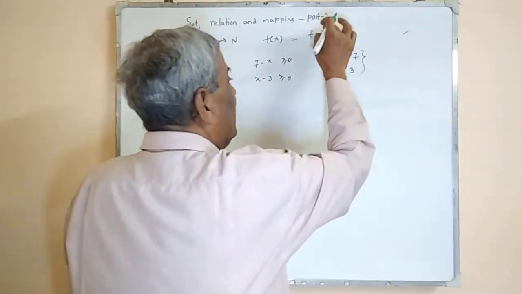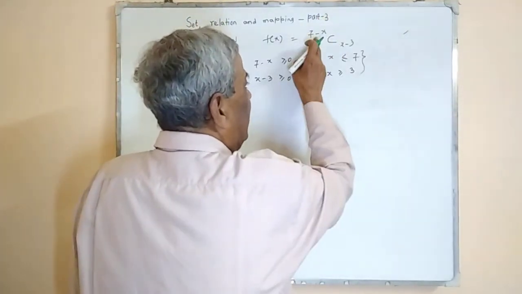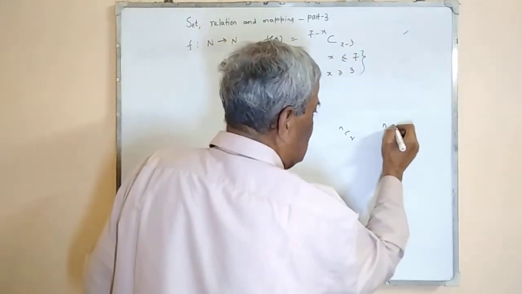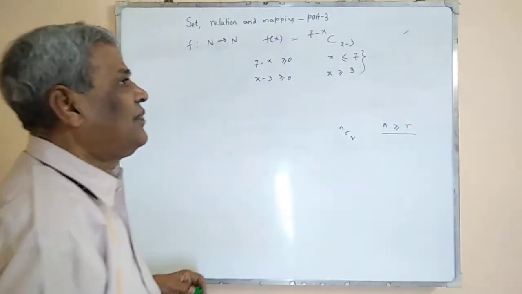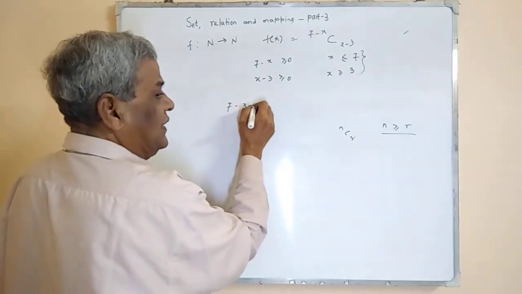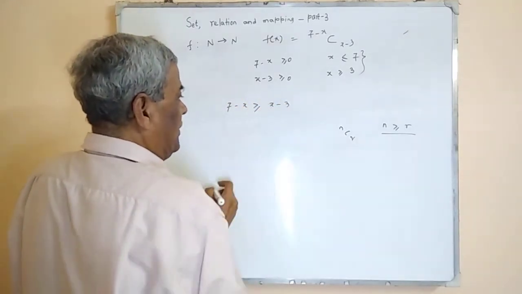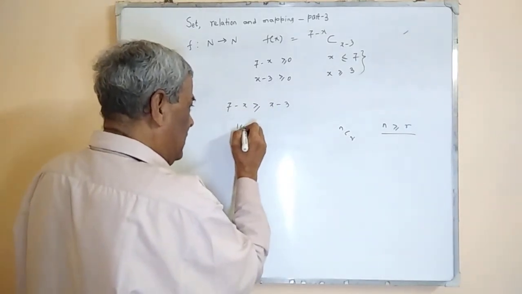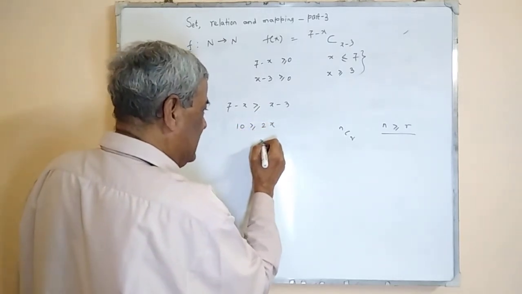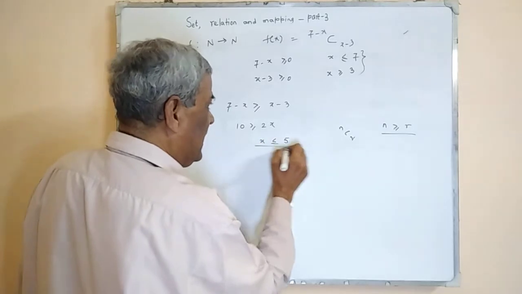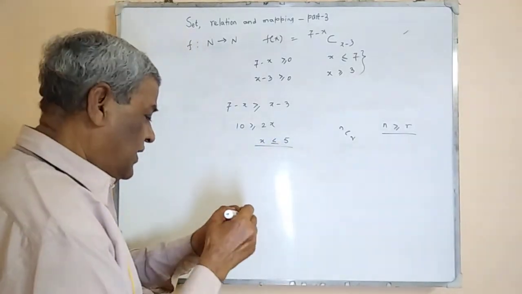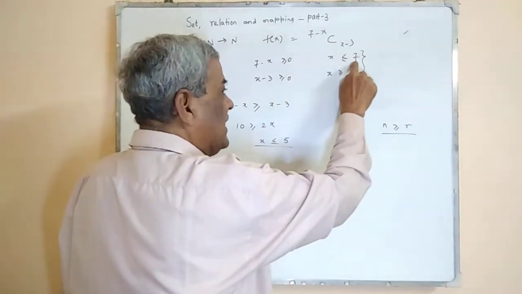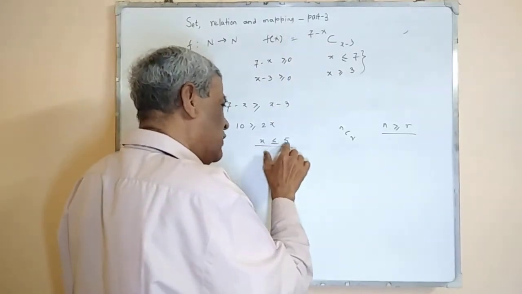And one more. If it is nCr, n is greater than or equal to r. Therefore, 7 minus x is greater than or equal to x minus 3. Taking this to that side and this to that side, 10 is greater than or equal to 2x, that is x is less than or equal to 5. So we get three inequalities: x is greater than or equal to 3, x is less than or equal to 7, and x is less than or equal to 5.